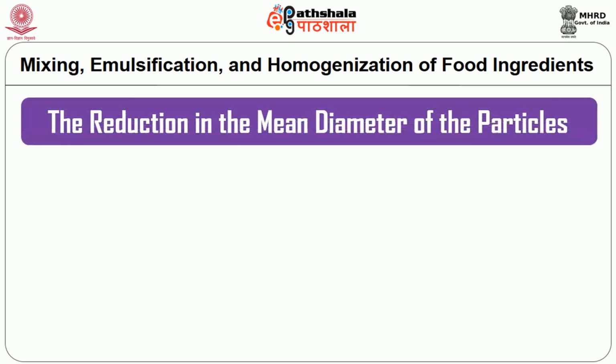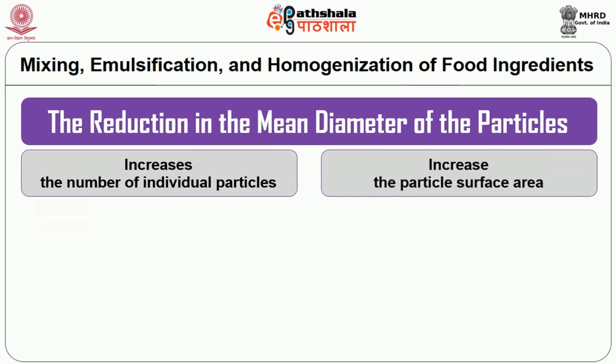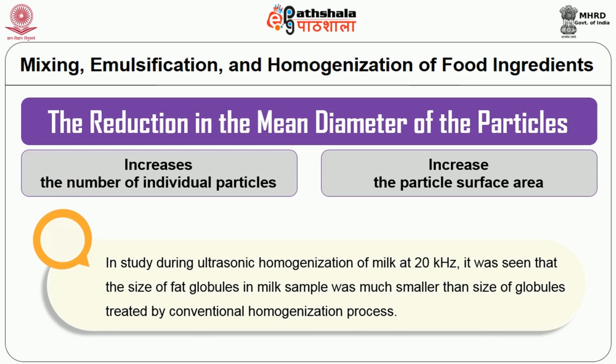Ultrasonic homogenizers help to reduce the size of particles in a liquid to improve uniformity and stability. The reduction in the mean diameter of the particle increases the number of individual particles and thus leads to an increase in the particle surface area. In a study of ultrasonic homogenization of milk at 20 kHz, it was seen that the size of fat globules in the milk sample was much smaller than the size of globules treated by the conventional homogenization process.